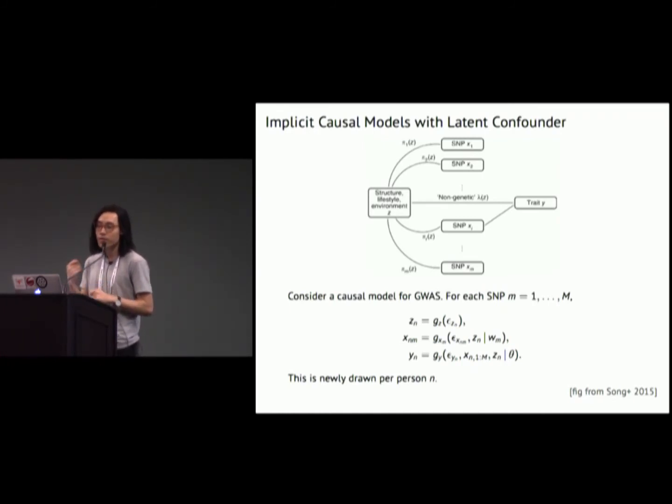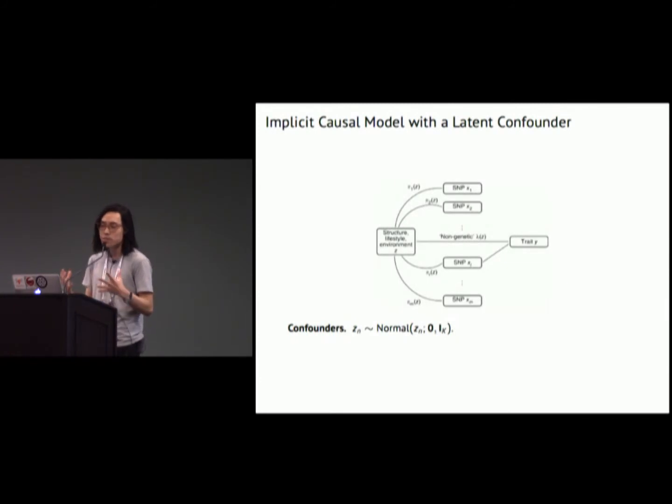And then finally, we're going to say that there is a trait, and that trait is going to be a function of all of the genetic factors, the local confounder, and its own noise source. And then we're going to do this process for each person. For each person, they have their own latent confounder, they have their millions of SNPs, and they have a particular trait. So let's posit the distributions and the functional equations for all of these 3 lines.